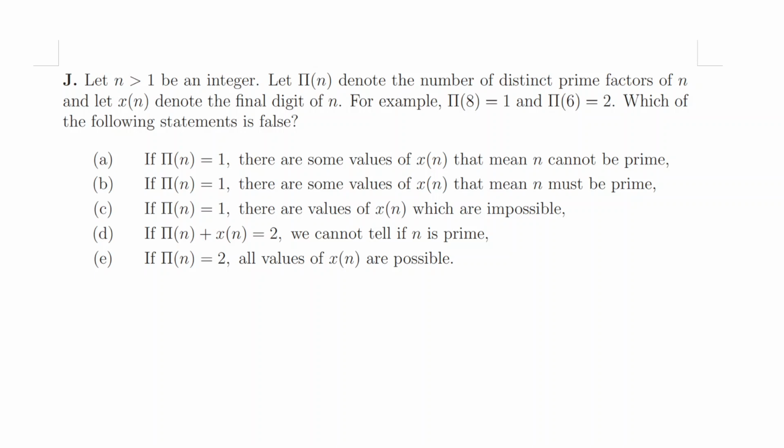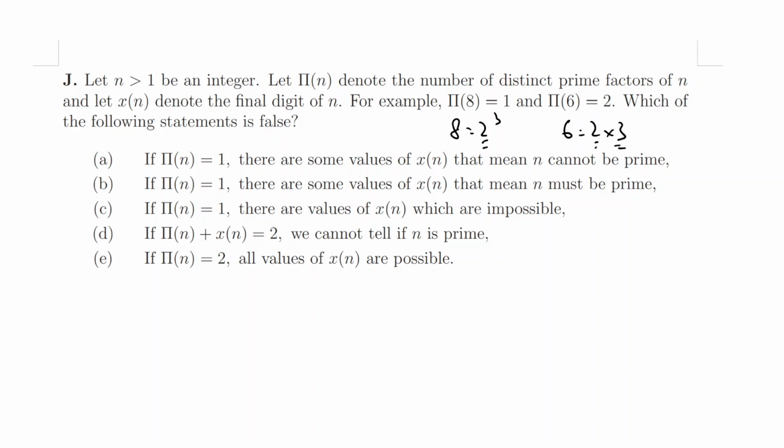Okay, so here we're trying to find a false statement, right? So let's try to understand the question first. When pi of 8 equals 1, why is that so? Well, because 8 is 2 cubed. Yep, so there's only one distinct prime factor, so that equals 1. And how about for 6? 6 is 2 times 3. So 2 distinct factors. Okay, so let's have a look then.